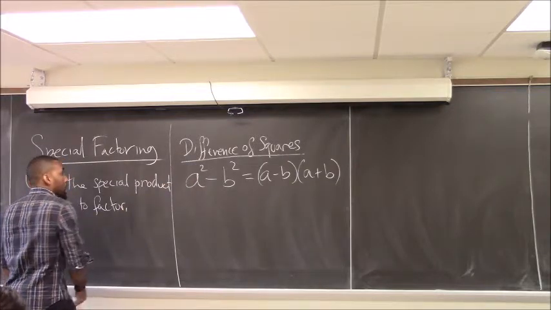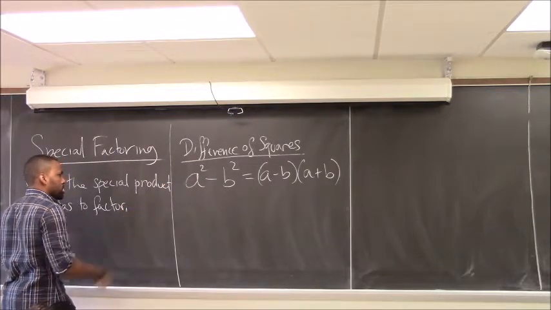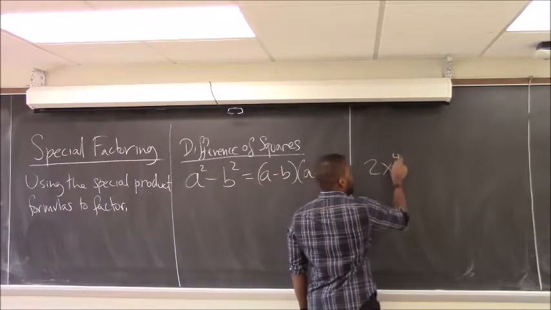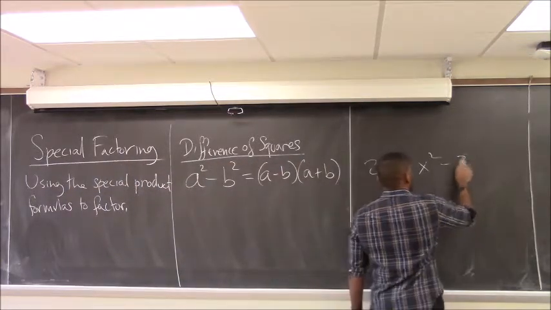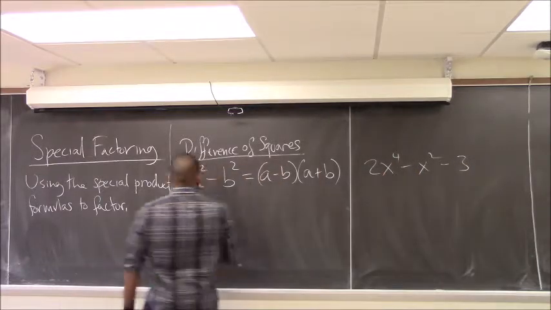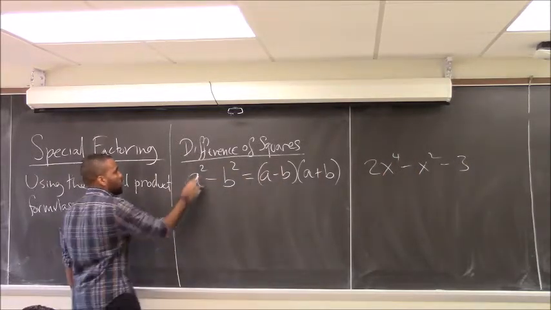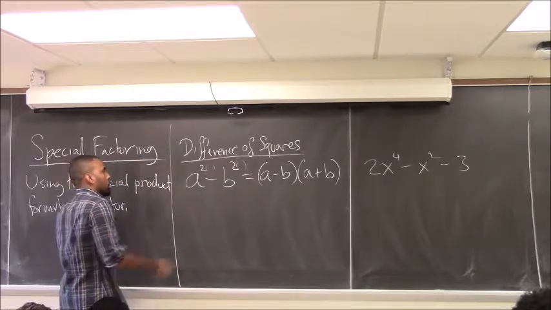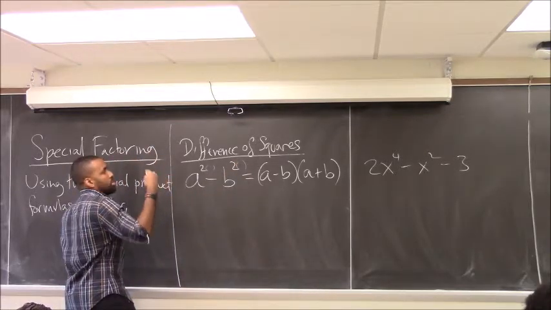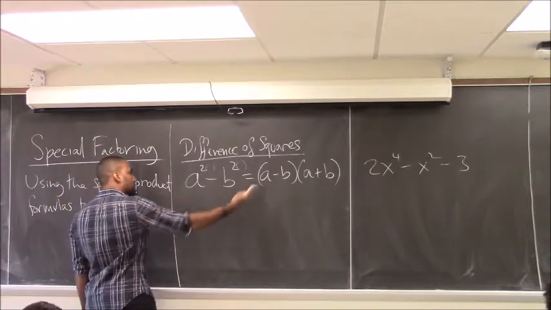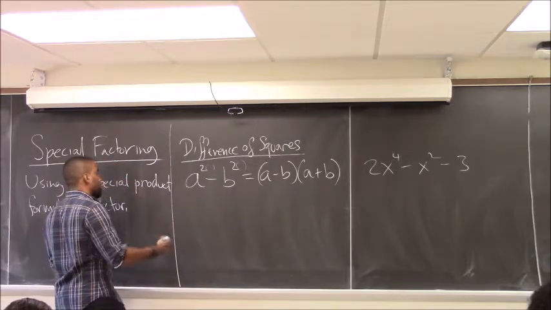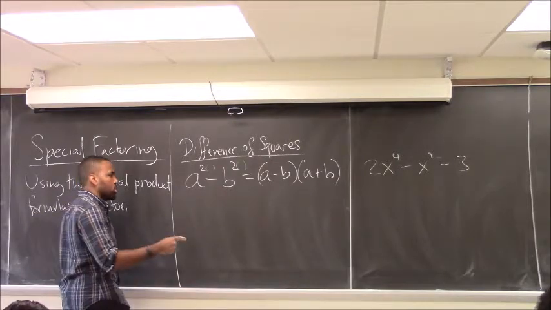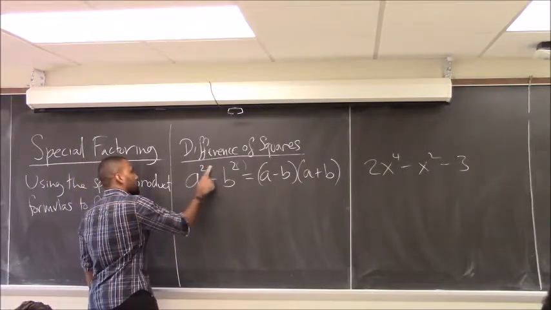We even used this last time, where we had 2x to the fourth minus x squared minus 3. This will also work if the powers are proportional to 2. So if you have a to the 6th minus b to the 6th, it can factor like this. If you have a to the 4th minus b to the 4th, it can factor like that. That also would be useful in the bonus of the quiz.